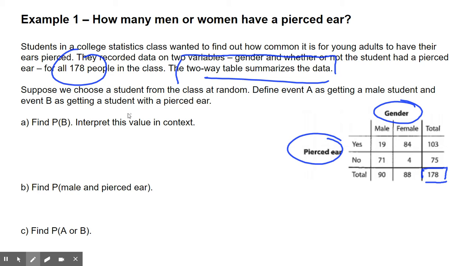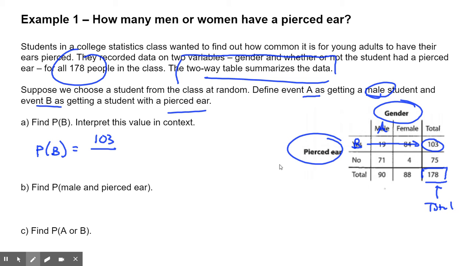So it says, let's define some events. A is going to be getting a male, so A is male. Over here, I'm just going to put A on top of male. And B is getting a student with pierced ears, so over B, I'm going to put pierced ears. It says, find the probability of B. The probability of B is going to be all the B's, 103, out of the total, and that's the 178. And again, you would divide this, whatever it asks for, but that's the answer.